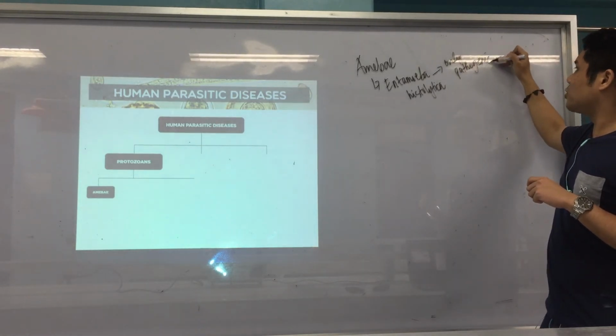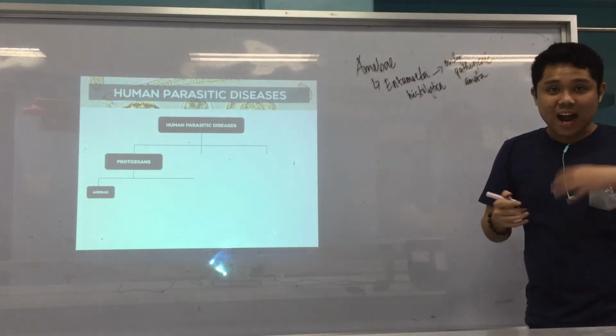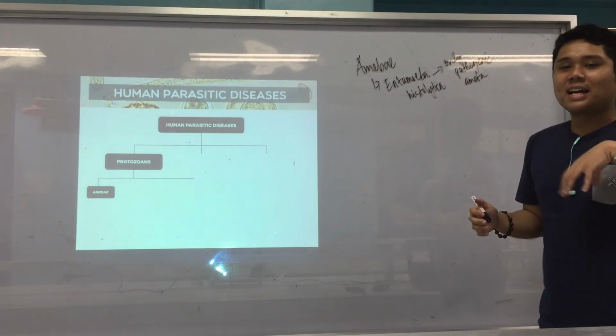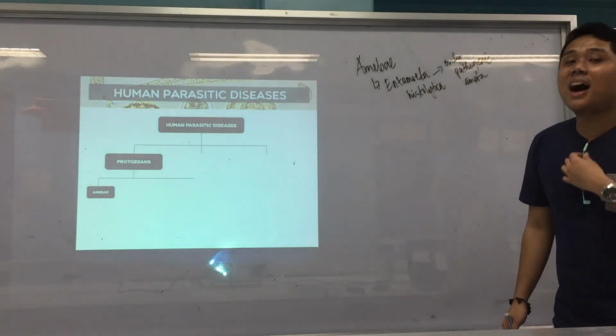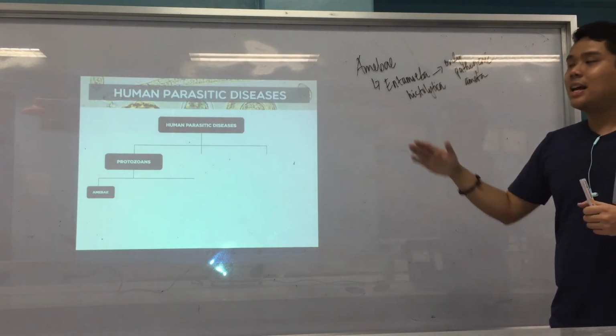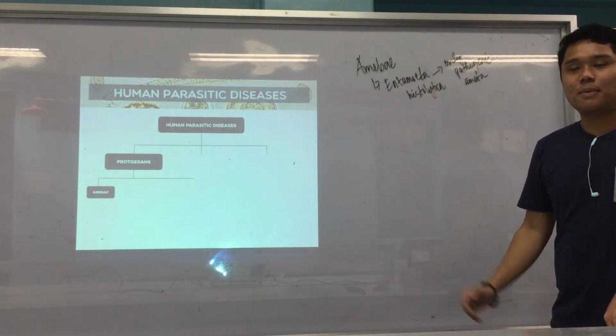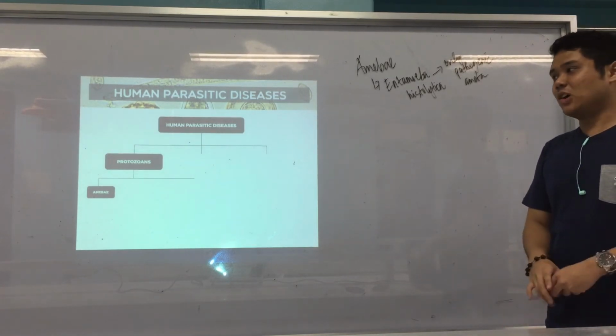Usually, if you have friends or family members who got amoebiasis, very common, then more often than not, it's usually Entamoeba histolytica. Because again, this is the only amoeba that causes infection.